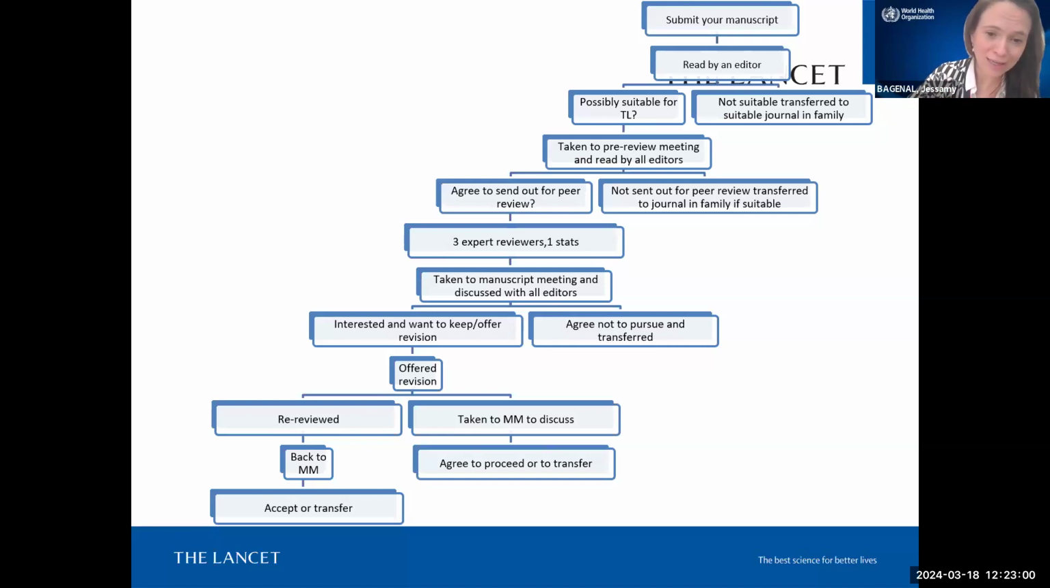So it's a really long process that sometimes these papers can go through, but I hope it shows that there's an awful lot of editorial oversight and a lot of passion behind what we do. And we try and make sure that we're optimizing papers to the very maximum.